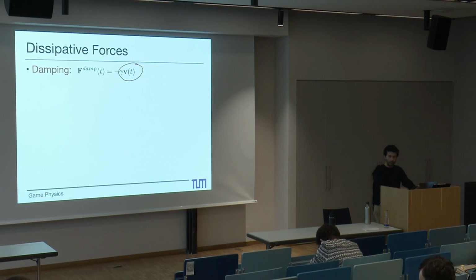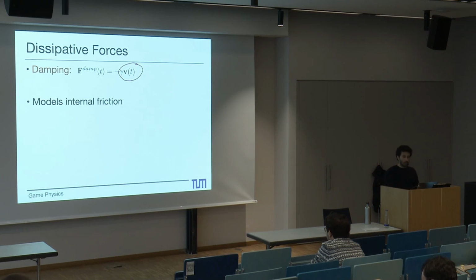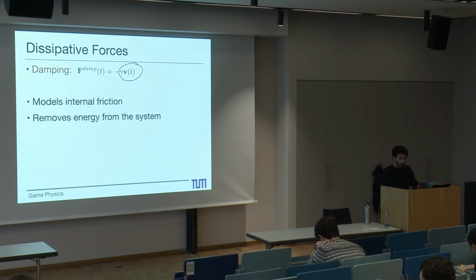Of course, this is a very simplified relationship. If you were to think about how it works in practice, it is maybe proportional to the square of the velocity or something different. But for the time being, to model these dissipative forces, it is important that we mention that this quantity is proportional to the velocity of our object. And this can be used, for instance, to model internal friction or other non-conservative forces that are acting on the system. So the important part is that it removes energy from the system itself.